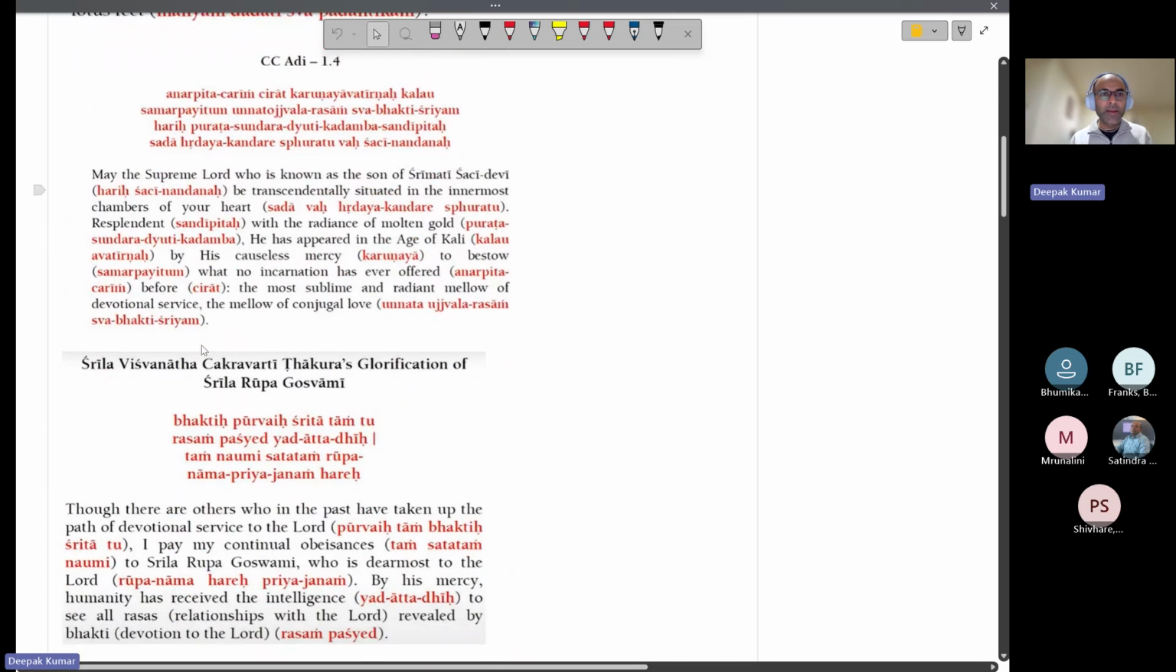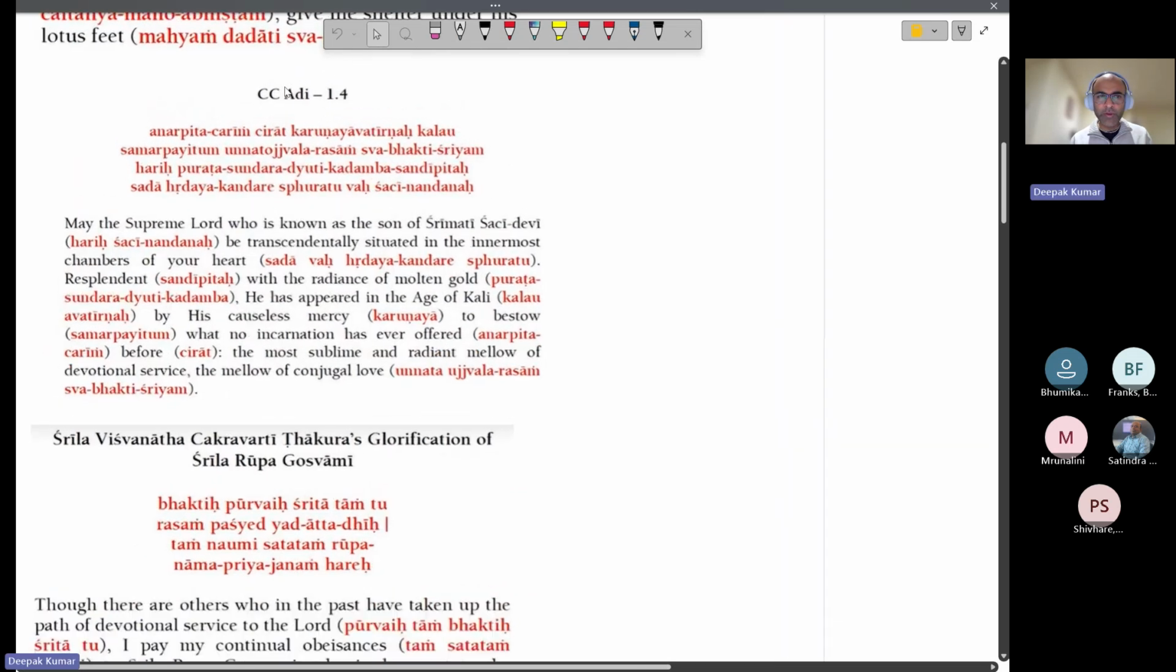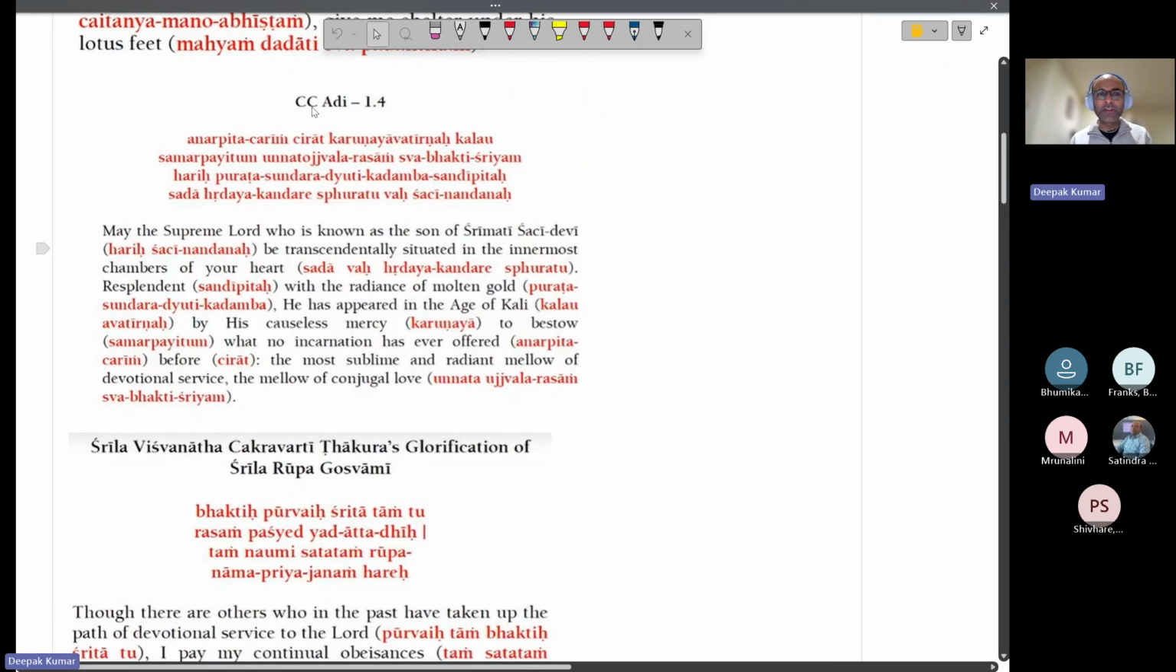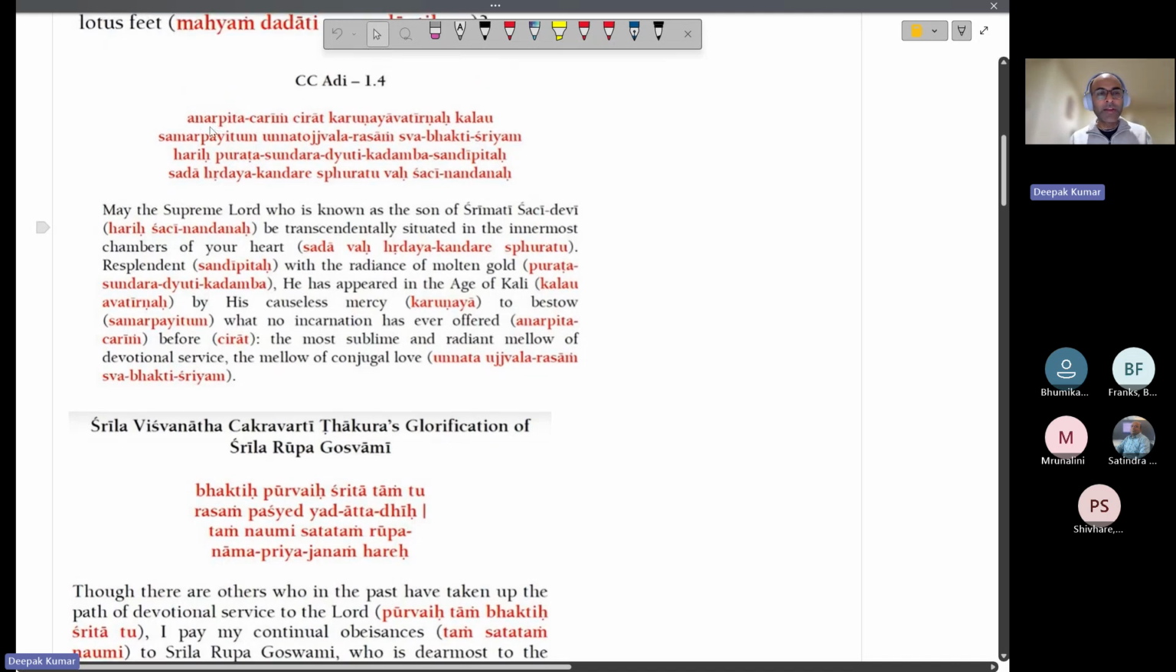Now, there's another verse. This is from Chaitanya Charitamrita. When you say CC, it is Chaitanya Charitamrita, and there are three parts: Adi Leela, Madhya Leela, Antya Leela. Just like in Srimad Bhagavatam there are cantos, here there are three sections. This is in chapter 1, fourth verse, and this is an amazing verse.